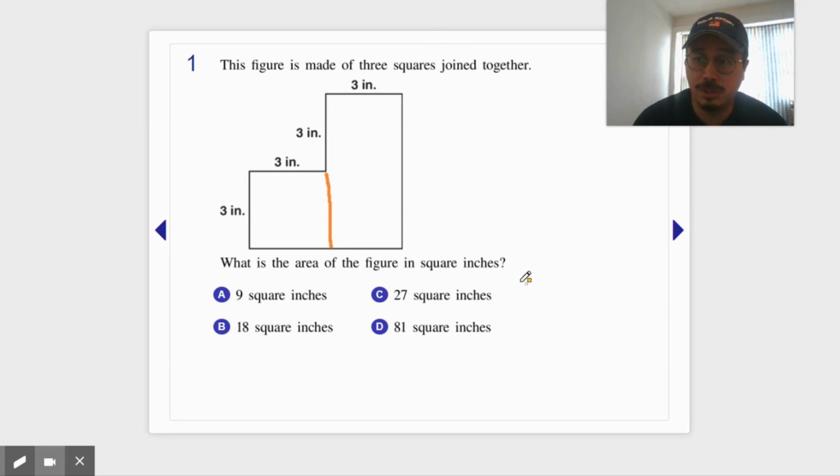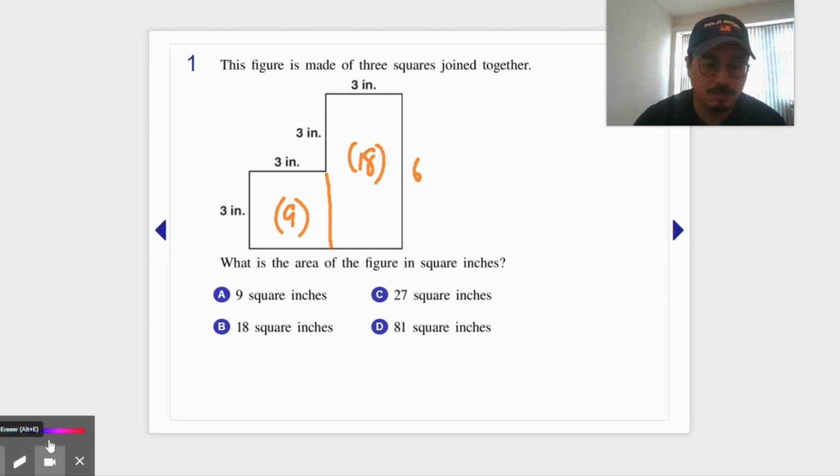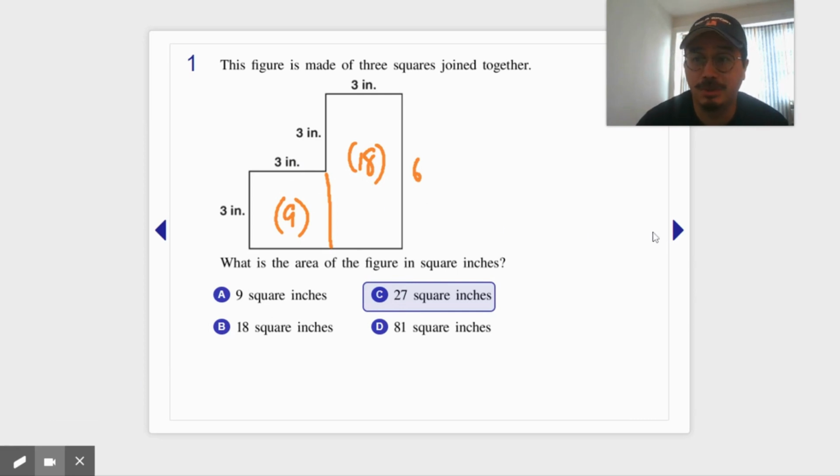Okay, so first let's do the little square first. So that's 3 by 3, so that's 9. And then here we have a 3. Now the question is how long is this side here, right? So that's 6, right? Why? Because 3 and the 3 here makes up this whole length. So that makes that 18. And that's it. Now, if you make it into 3 different boxes, it's just 9, 9, 9.